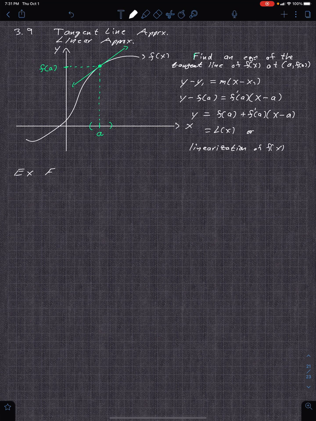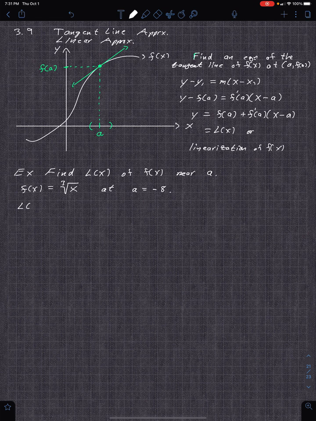So here's an example. Find L of x, the linearization of f of x near a, meaning near the given point. So f of x in this case will be the cube root of x. Now you have calculators and can just plug it in and get a value, which we'll do, but the concept is further reaching than just that. And they give you a equal to negative 8.